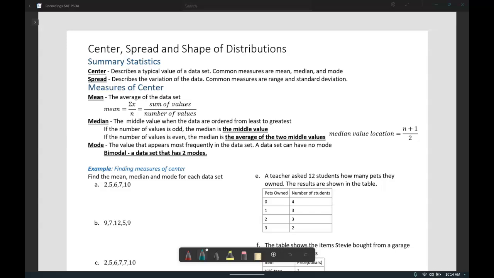Spread describes the variation of the data set. Common measurements include range and standard deviation, but there are others that are also frequently used. We're going to start with our measures of center.